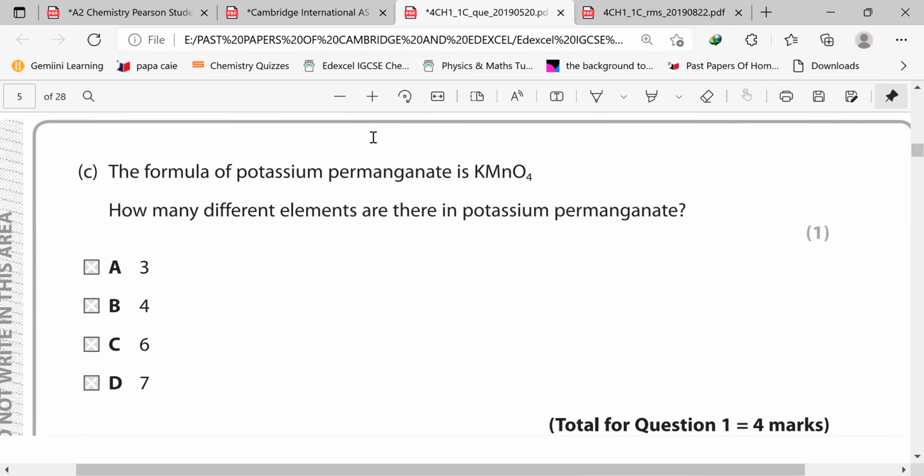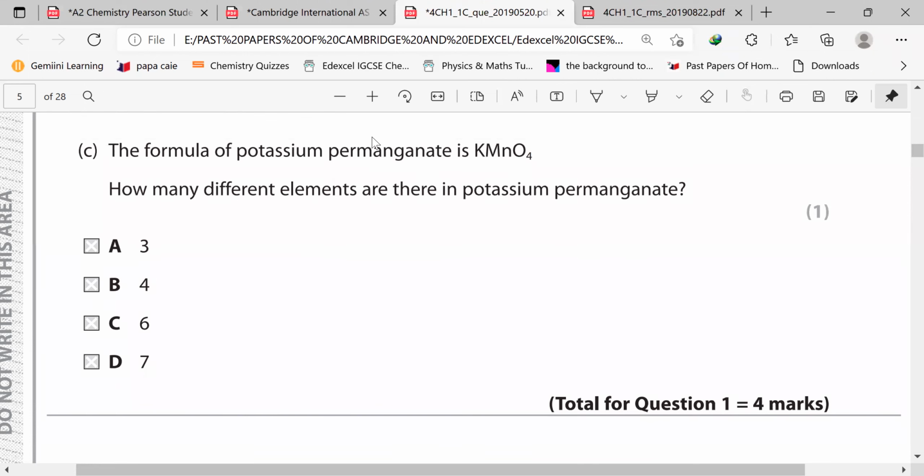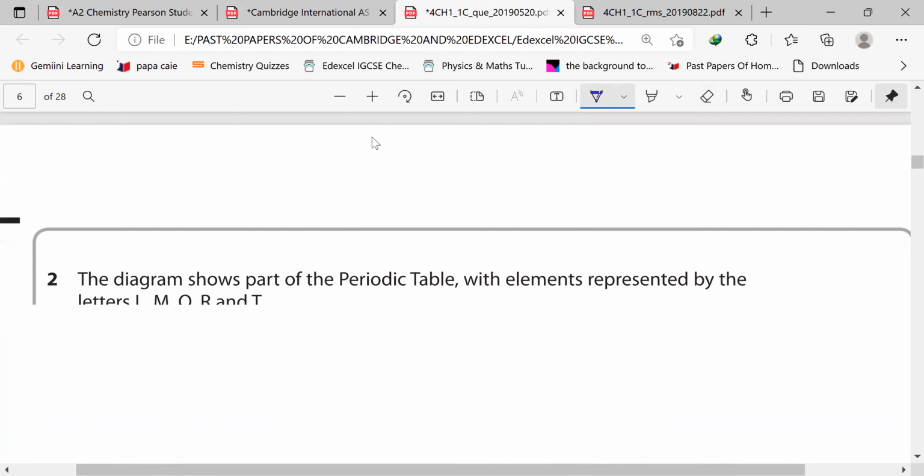Great. Next point. The formula of potassium permanganate is KMnO4. How many different elements are there in potassium permanganate? I'd say around 3. Around is a good word. 3, right? Okay, very good. So, question number 1 done. Continue.